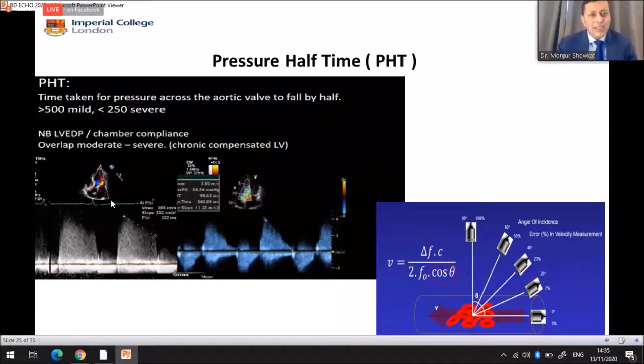So what you see here, when you are measuring pressure half time, you need to bear in mind that the velocity at least has to be 4 centimeters. In somebody with chronic severe aortic regurgitation, you can see the steep slope falls so rapidly and comes to the baseline. This is somebody with acute AR, and this is somebody with chronic aortic regurgitation.